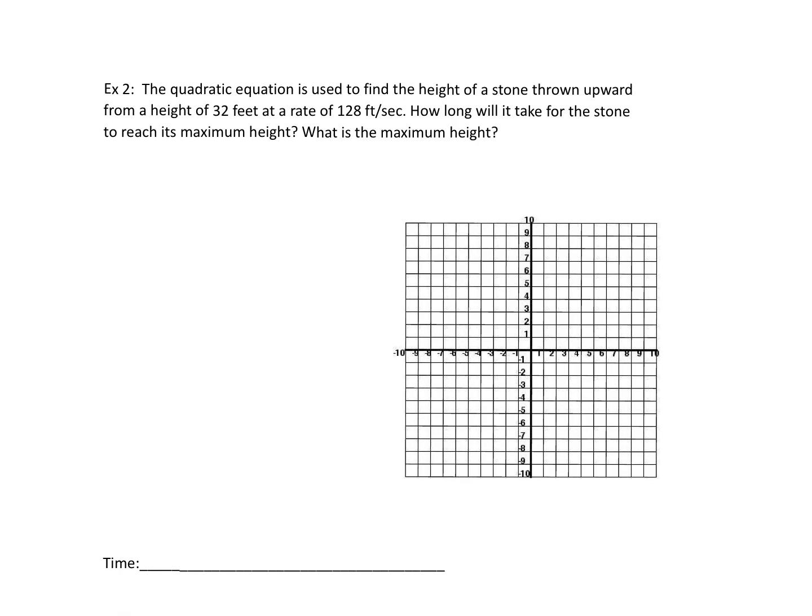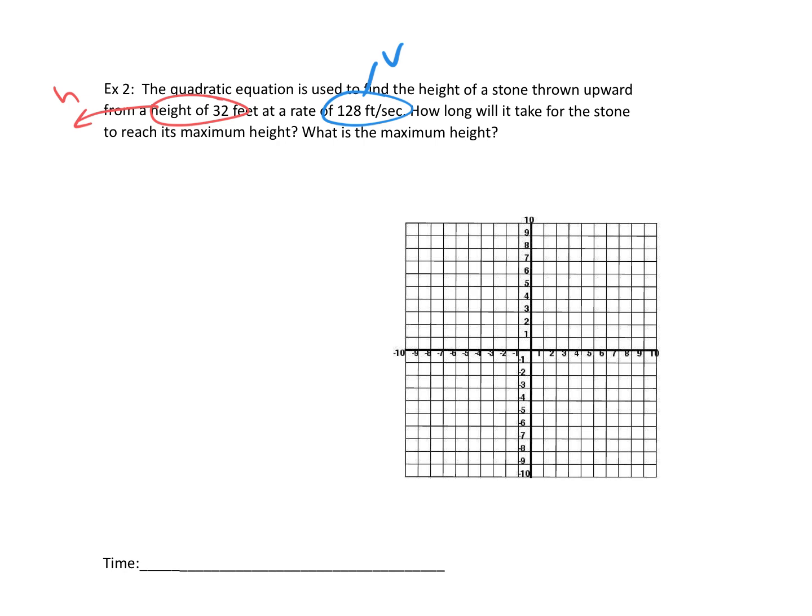Here it says the quadratic equation is used to find the height of a stone thrown upward from a height of 32 feet at a rate of 128 feet per second. Remember, the rate's always the velocity. So this 128 feet per second is going to go in for the velocity variable, and the starting height, in this case, ends up being 32. We're still trying to plug it into our equation. Then it's asking how long it will take for the stone to reach its maximum height, and what the maximum height is.